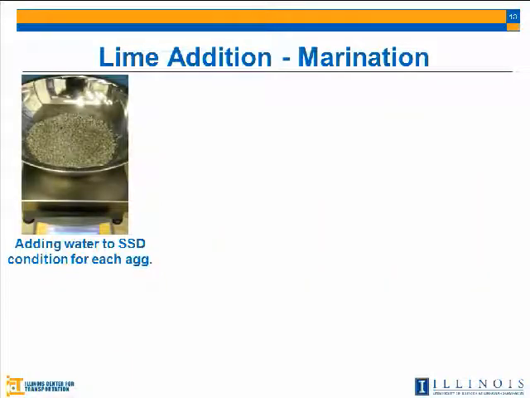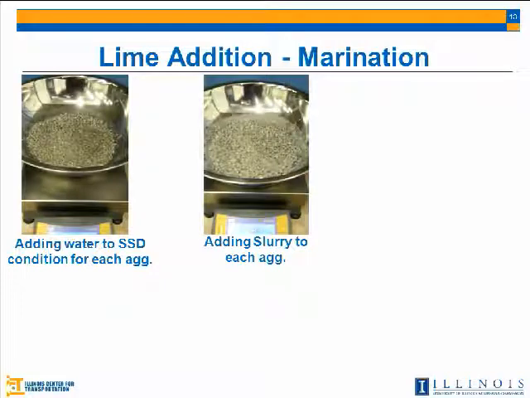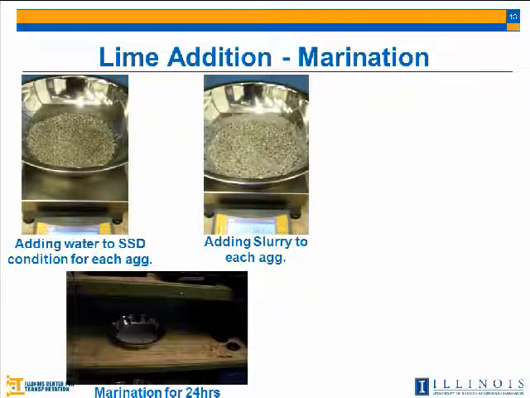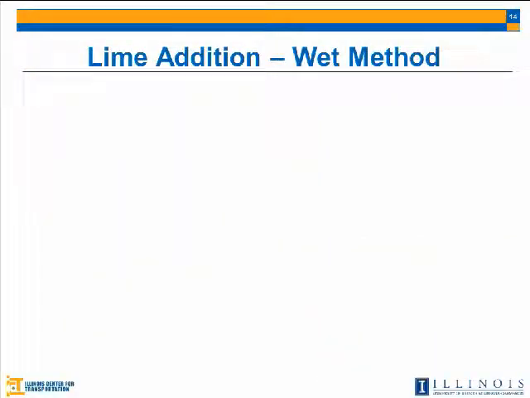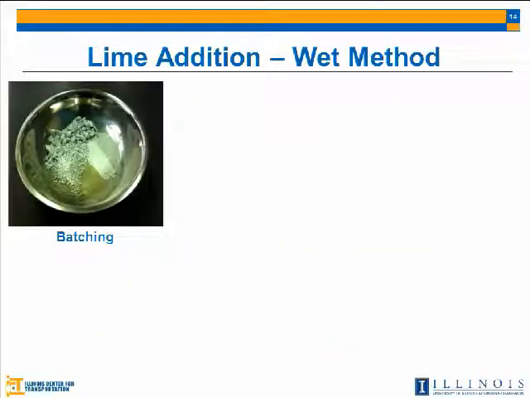For the marination method, similarly, we start as in the slurry method. We batch each aggregate stockpile in a separate pan. We add water until it reaches the SSD condition. We then add the slurry, similar to the slurry method. Then we leave it for 24 hours for the lime to marinate with the aggregates. Immediately the next day, we put that mixture in the oven at the mixing temperature for 2 hours and then continue normally. For the wet method, we batch all of the aggregates together in one pan.